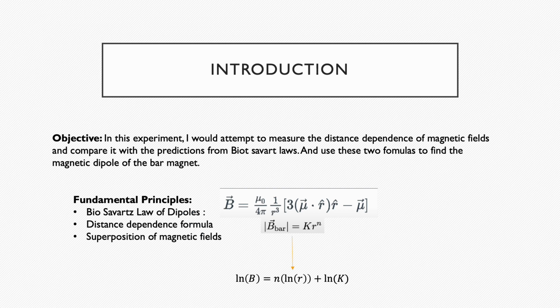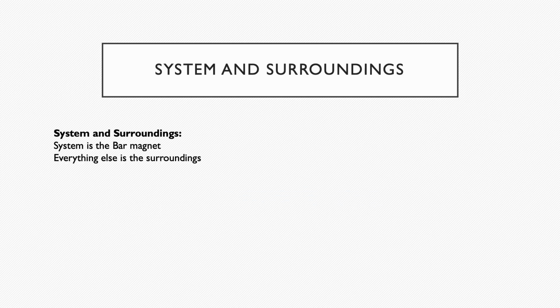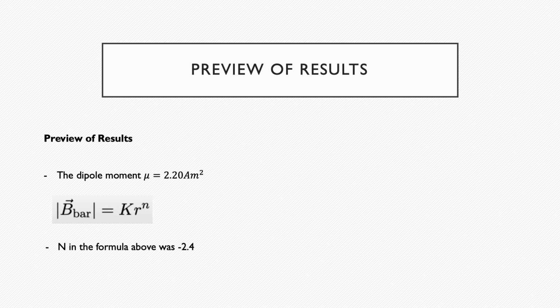So the introduction: in this experiment, I would attempt to measure the distance dependence of magnetic fields and compare it with the predictions from Biot laws, and use these two formulas to find the magnetic dipole of the bar magnet. The fundamental principles are as follows: Biot laws of dipoles, distance dependence formula, and the superposition of magnetic fields. So the system in this case is the bar magnet and everything else is the surroundings.